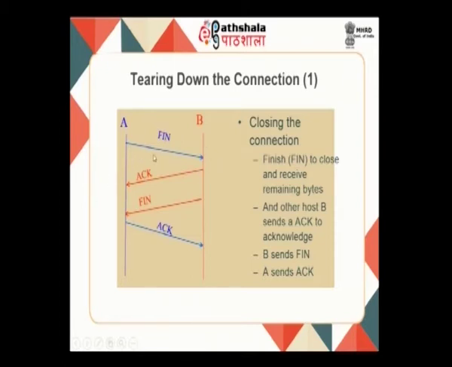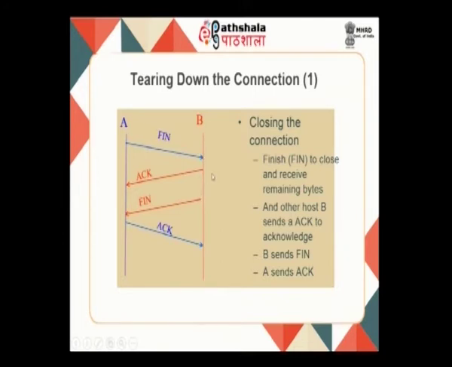To close the connection, a sender A, or any of the ends for that matter, can decide that it wants to close the connection. Remember that we have a full duplex transmission going on, so anybody could decide to close the connection at any point of time. A typical sequence could be something like this. A decides to close the connection, so it will send out what is called a FIN message. In response to the FIN message, B is expected to send an acknowledgement indicating that it has understood that A is closing the connection.